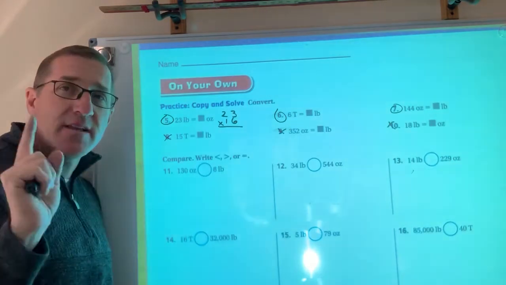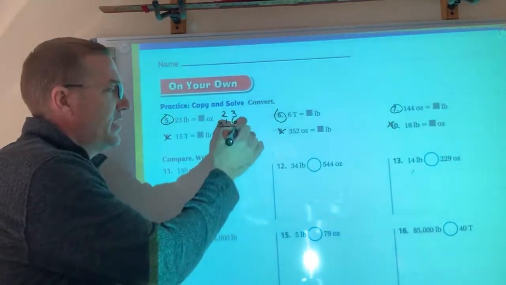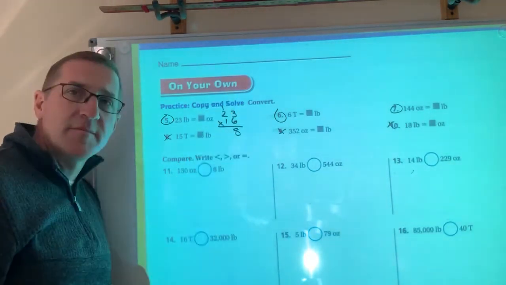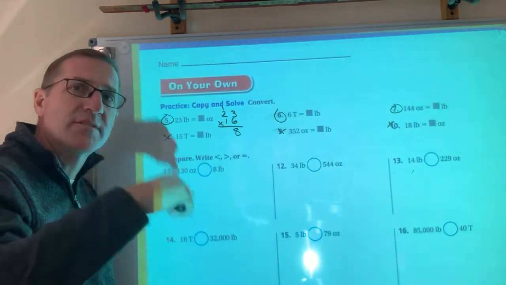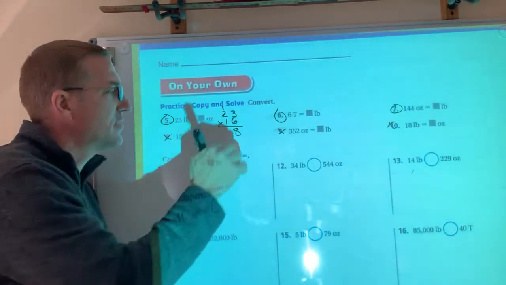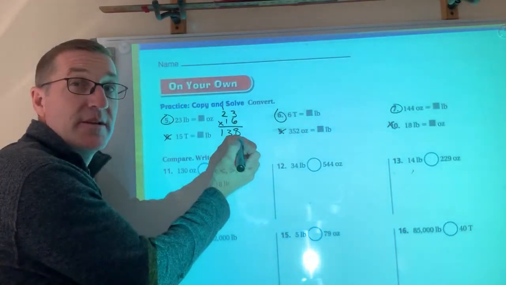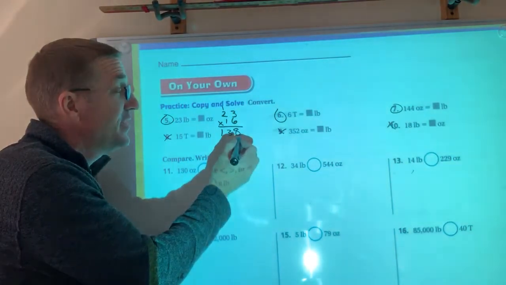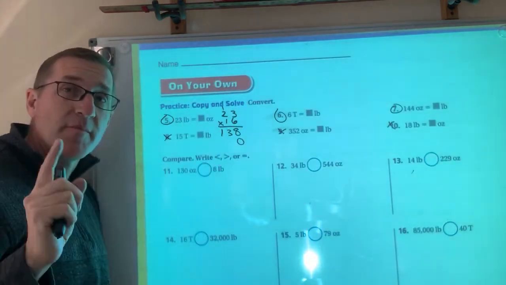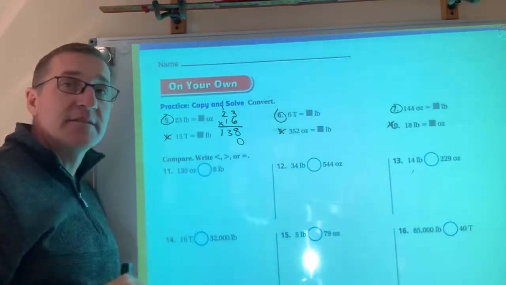6 times 3, 18. Good. 6 times 2 is 12 plus the 1, 13. Got it. What do I put here? Please don't tell me it's a placeholder. It's actually a 0 because I'm multiplying by 10. It's in the tens place.